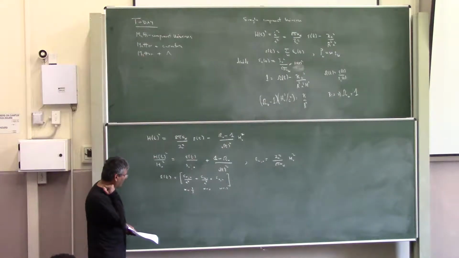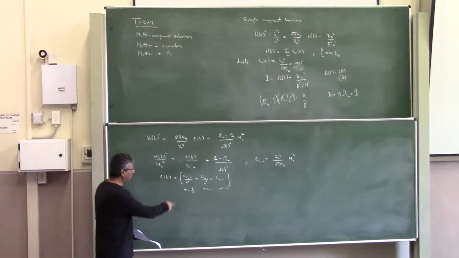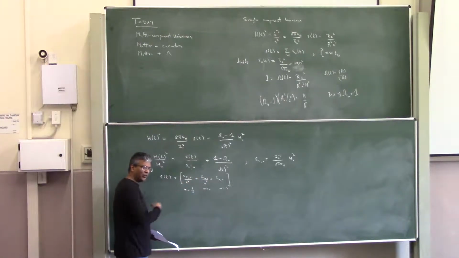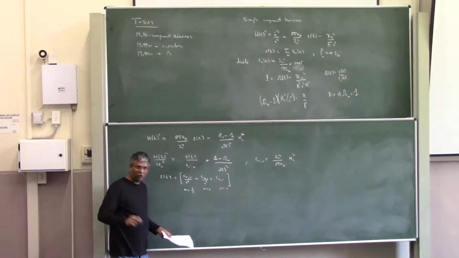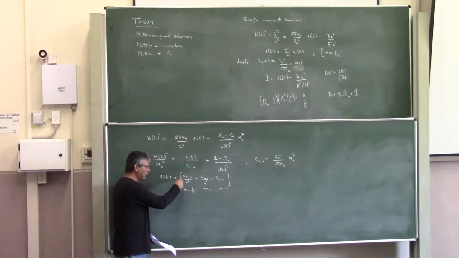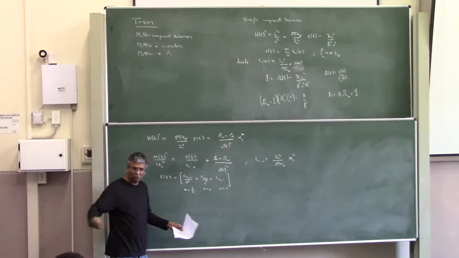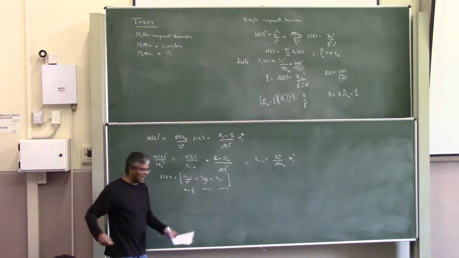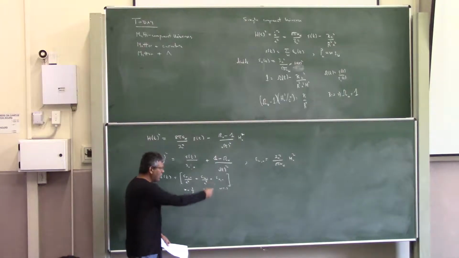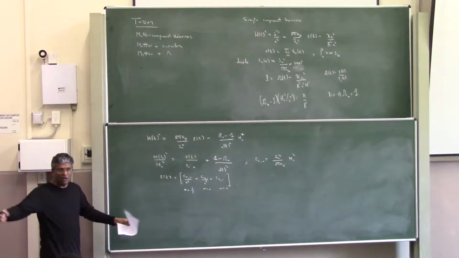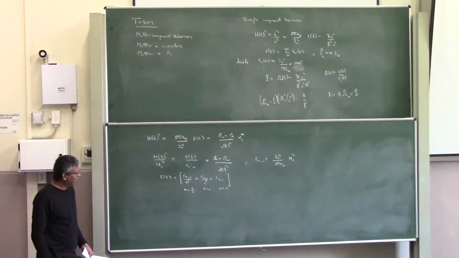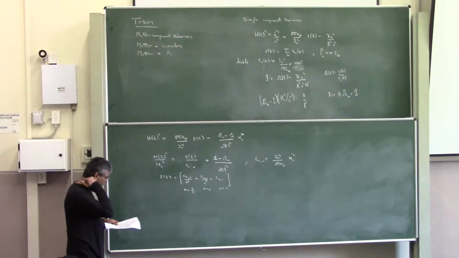We've got these different components, and they have different behavior with the scale factor. The matter dilutes as the volume, that's 1 over a cubed. The radiation dilutes as the volume, plus it redshifts, it stretches as the universe expands. That's 1 over a to the fourth. The cosmological constant remains constant. The energy density there remains the same, irrespective of the expansion of the universe.